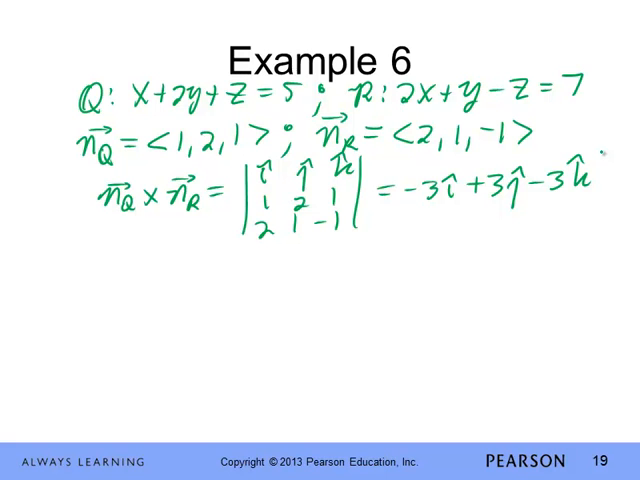So does it look like I did that calculation correctly? Negative 2 minus 1 is negative 3. Negative 1 minus 2 is negative 3. And 1 minus 4 is negative 3. Okay.